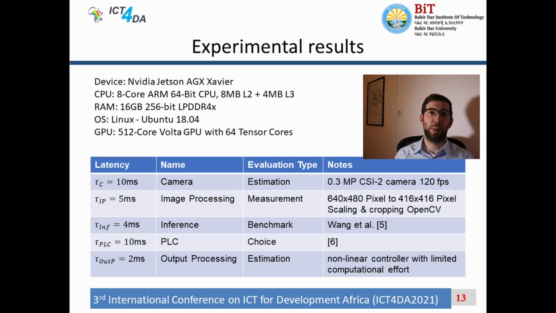Next is the image preprocessing. Here we used OpenCV to scale and crop 5,000 images from 640 by 480 pixels to 416 by 416 pixels. And our worst case measurement of this scaling and cropping came to 5 milliseconds.